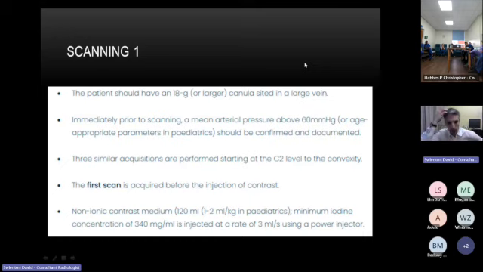There are then some specifications about the nature of the contrast, how much you give. 120 mils is actually more than we give for a lot of our intracranial angiograms. So again, this is why this has to be discussed, and the protocol has to be made clear before the patient comes down. A particular strength of contrast has to be used.